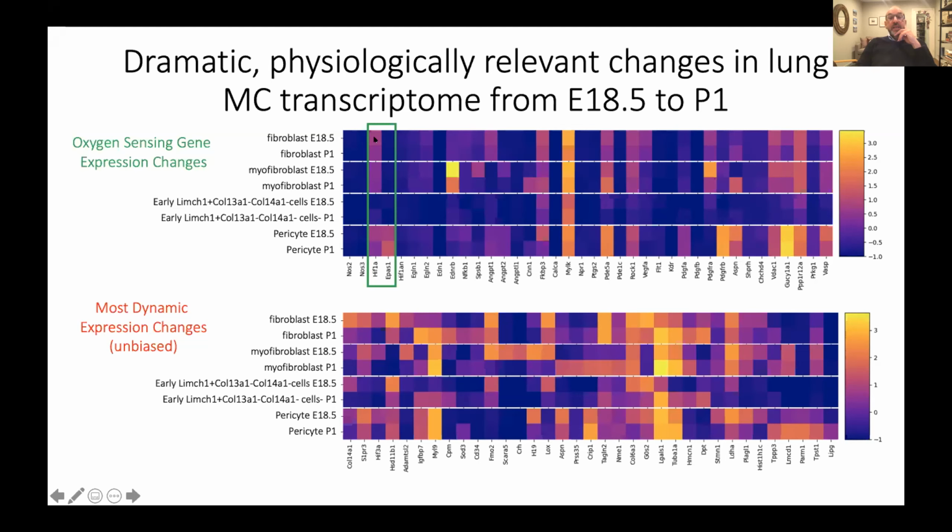This is the gene that encodes the protein for hypoxia-inducible factor 1, the transcription factor, hypoxia-inducible factor 1 alpha, and actually hypoxia-inducible factor 2 alpha. And you can see that there's this huge increase. Lighter is hotter, and this is going from E18.5 to P1.